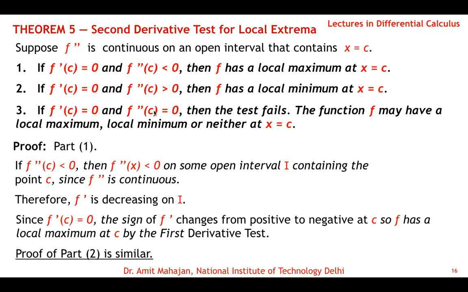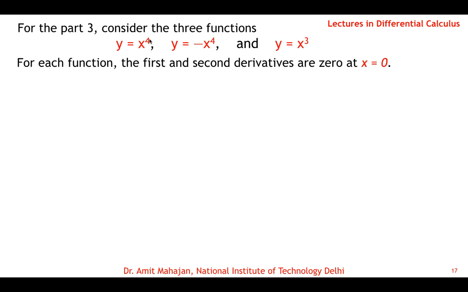For the third part, we have a counterexample: there are functions which satisfy both conditions, and for one function there is a local maxima, for another there is a minima, and for a third there is neither a maxima nor a minima. So for example, the function y is equal to x power 4, y is equal to minus x power 4, and y is equal to x cube.